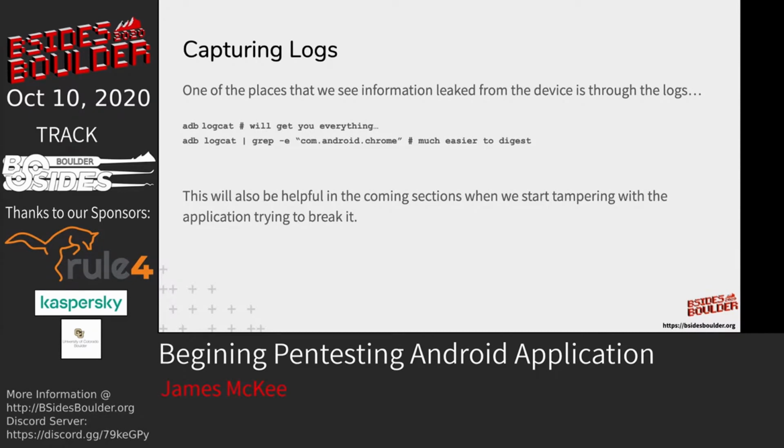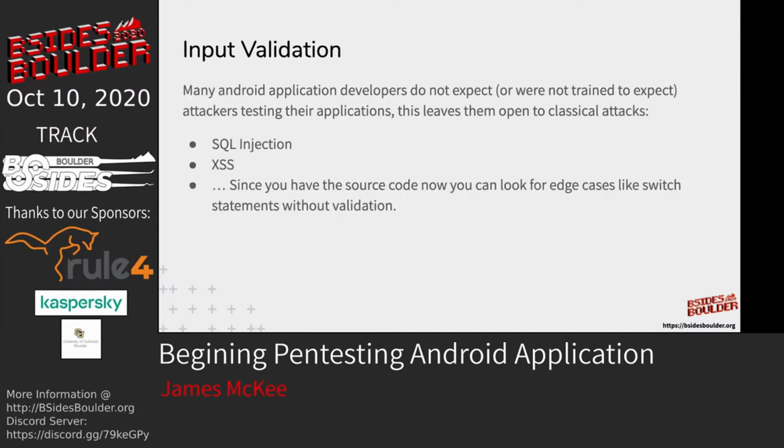com.android.chrome. So this will only give us information on the device as Chrome is running and give us just that piece of information. It really helps to make it easier to digest and catch things as they're going through. This will help us with information as we're going through and breaking the applications, because we'll see exceptions pop up whenever we do things like introduce unvalidated inputs.